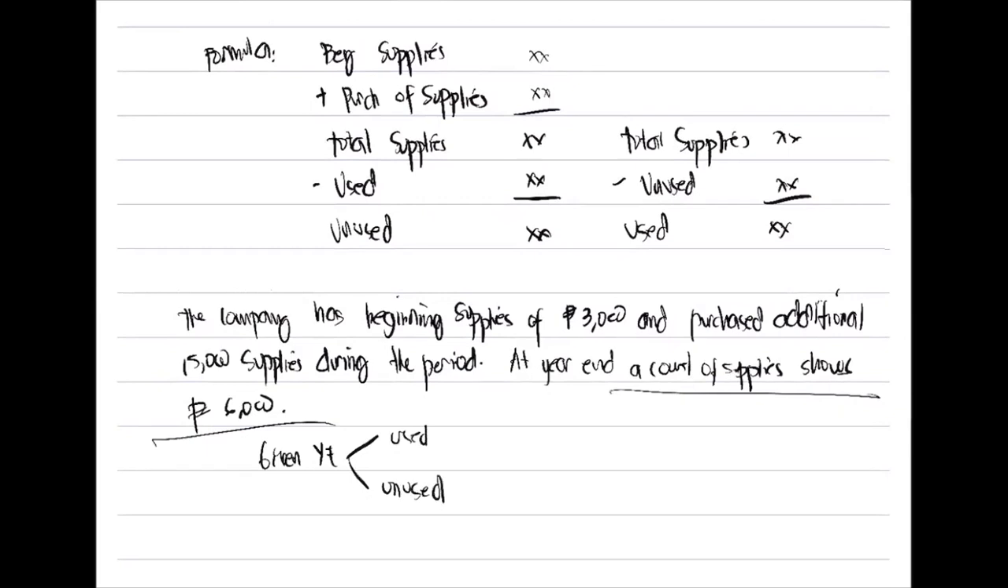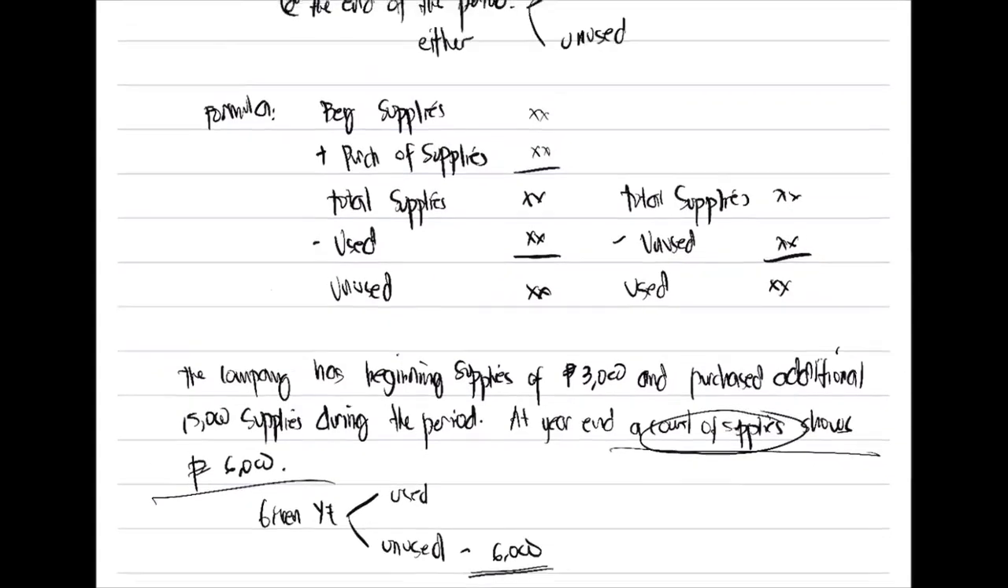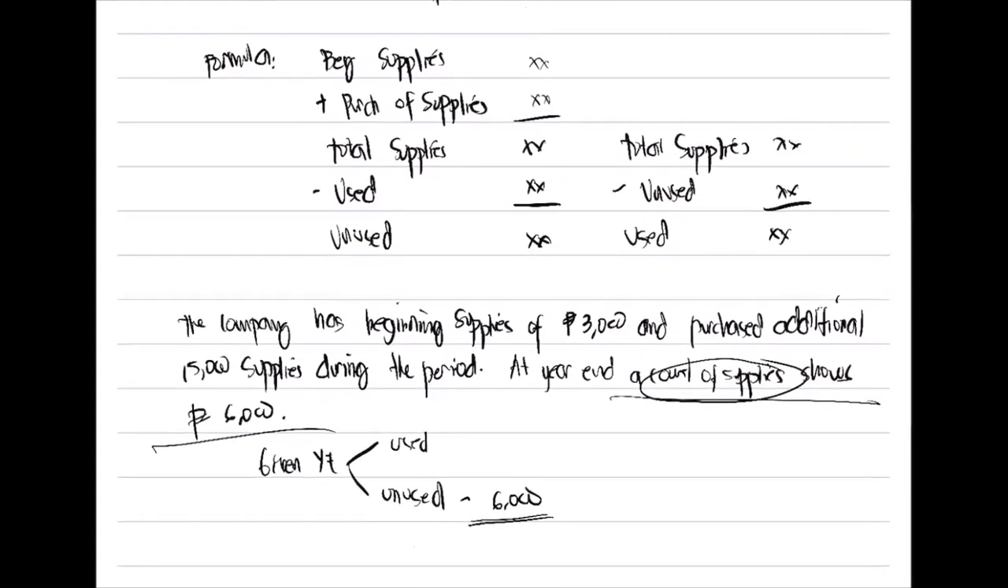So, kung titignan natin yung problem, count of supplies shows 6,000. Count of supplies. So, ibig sabihin, yun na lang yung natira. So, this is the unused, 6,000. Clear? So, our unused is 6,000. So, first, we need to determine the total supplies. The total supplies will be broken down into your used and unused.